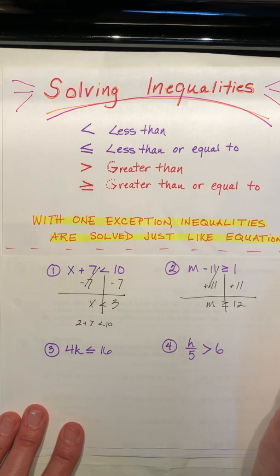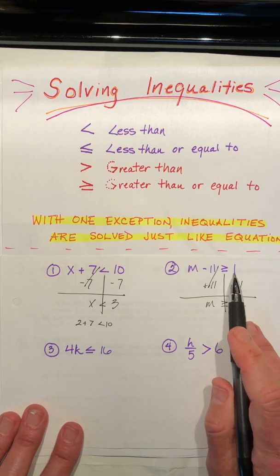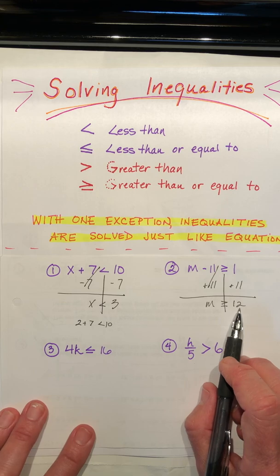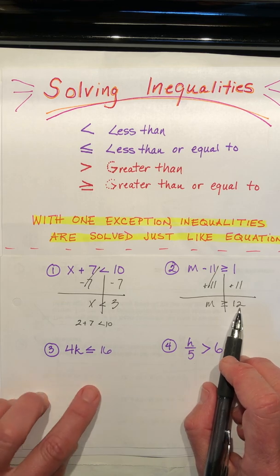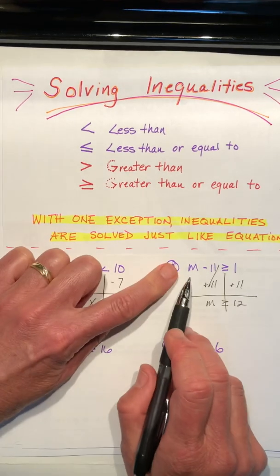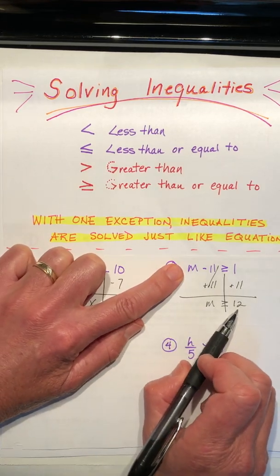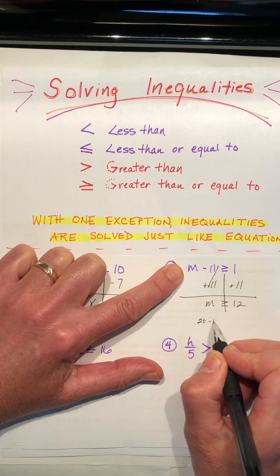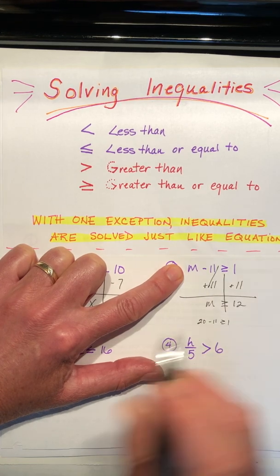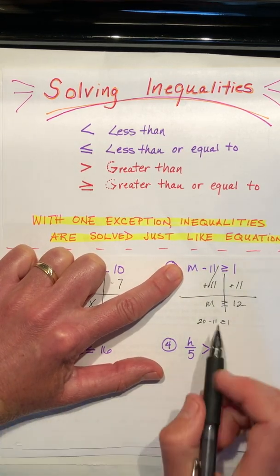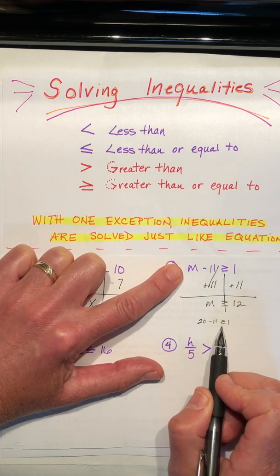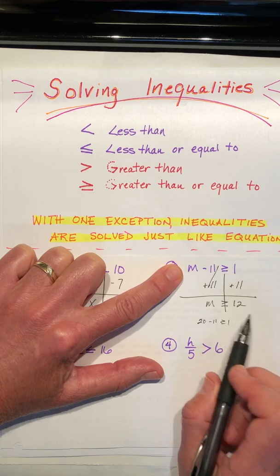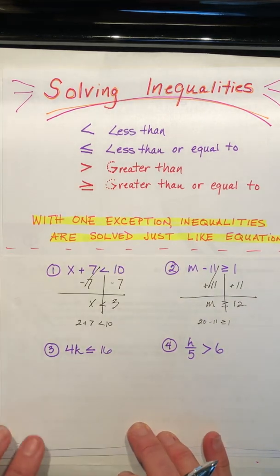So that means 12 could make this statement true, 13 could make this true, 20 could make this true. Let's try 20. So if I take a value that's greater than or equal to 12, such as 20, I'm subtracting 11. Is that greater than or equal to 1? Yeah, of course. 9 is greater than or equal to 1 because it's greater than 1. So that helps us see that that value of 12 is correct.